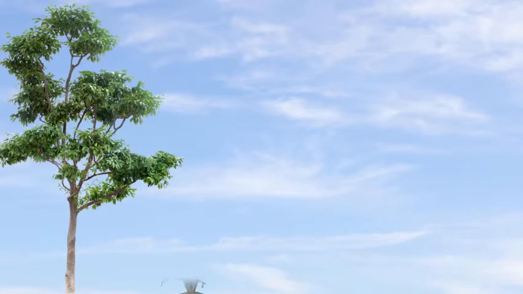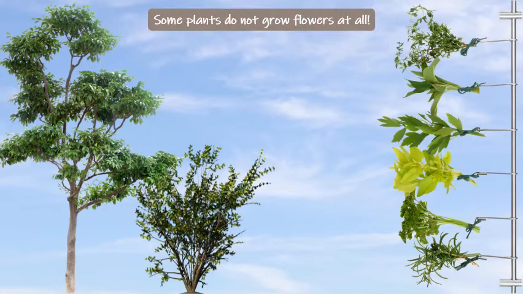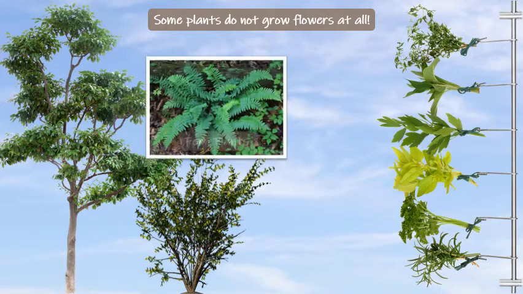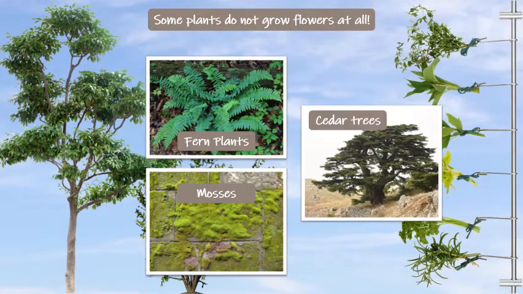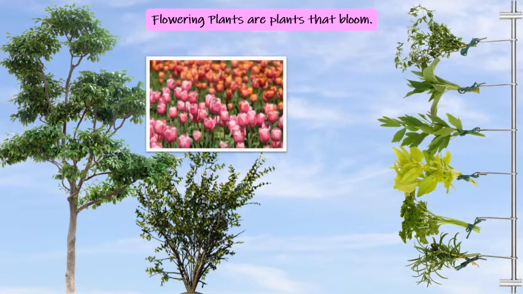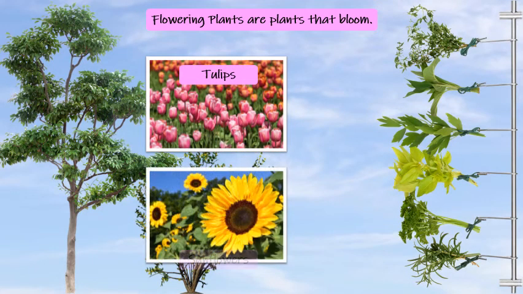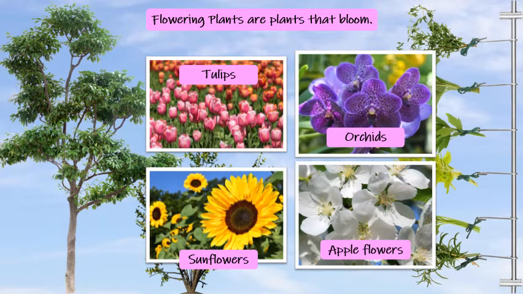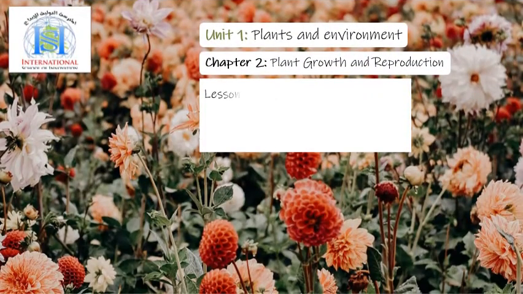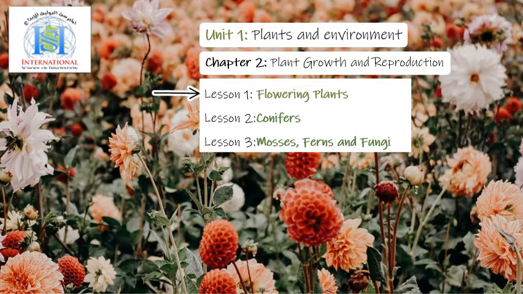Scientists noticed also that some plants do not make flowers at all, like the fern plant, like mosses, like cedar trees. So these plants don't bloom, they don't grow flowers at all. Some others grow flowers, they bloom, and they grow flowers with different shapes, different colors, different smells, like tulips, sunflowers, apple flowers, orchids. So, in the next slides, we'll be talking about flowering plants.